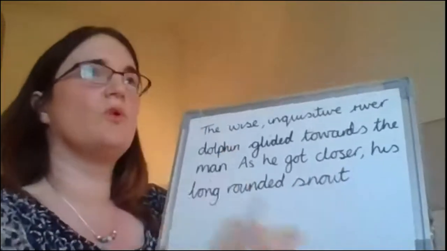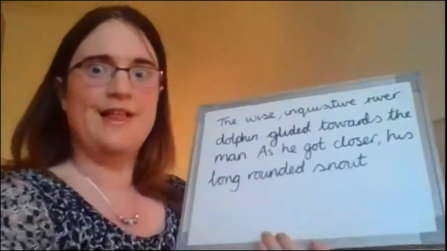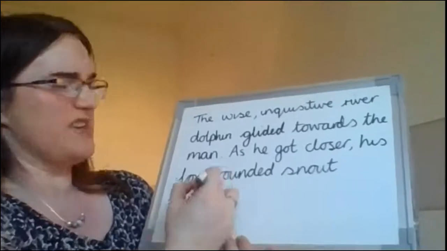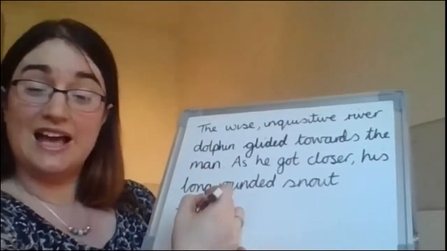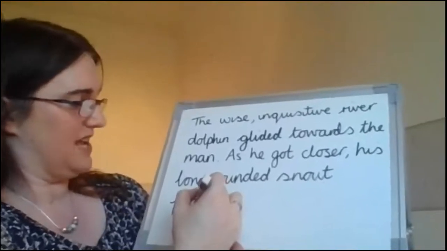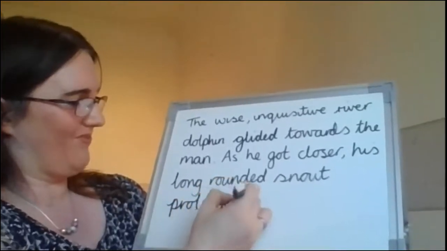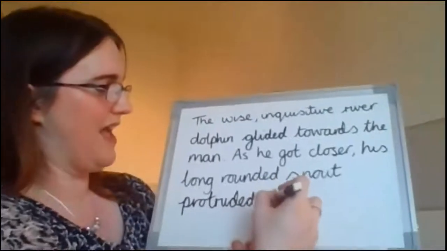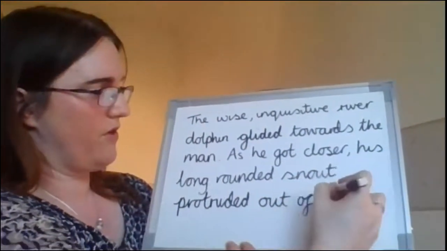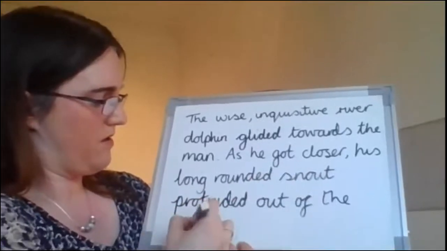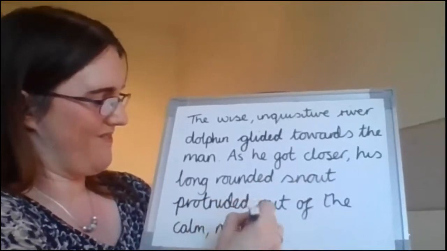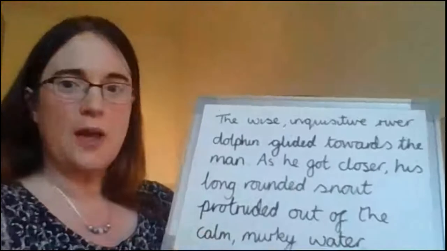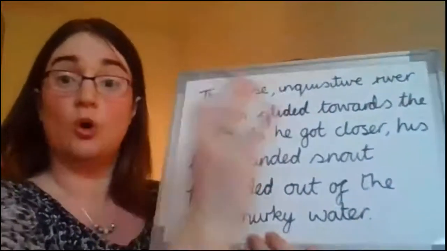and I want to say it came out of the water, so I need a word. I'm going to use protruded. That means kind of poked out of the water. And again, if you think of a simple word and you want to make it a little bit more complex, you can use your thesaurus or the website again if you want to. So protruded. I've got calm, murky water here, so I'm going to write out of the calm, murky water. So my creature has now moved towards the man.